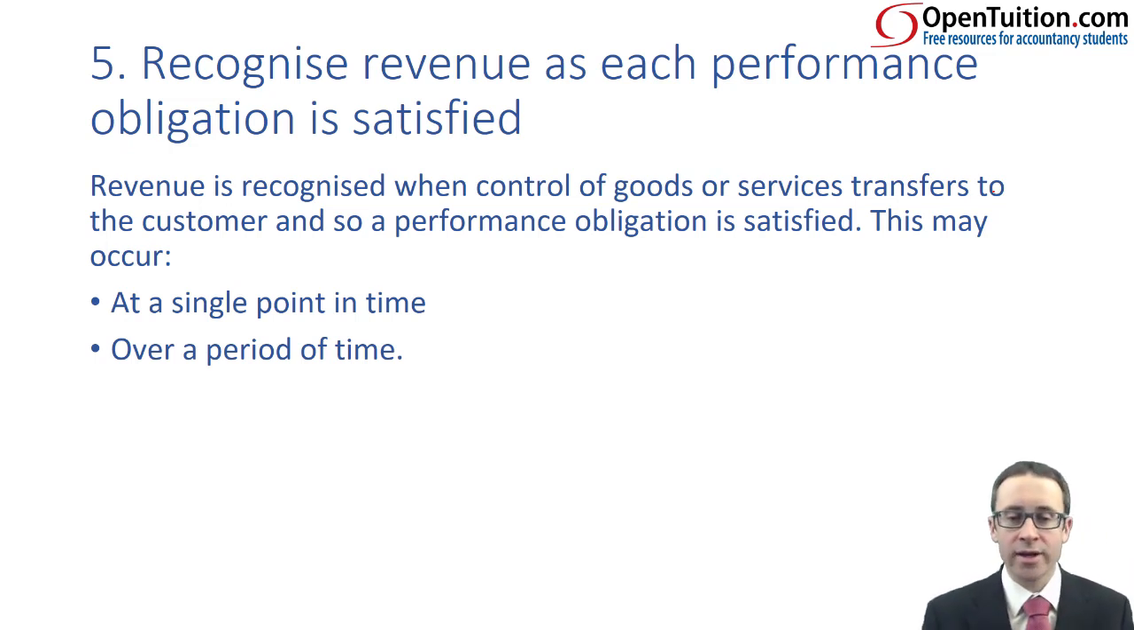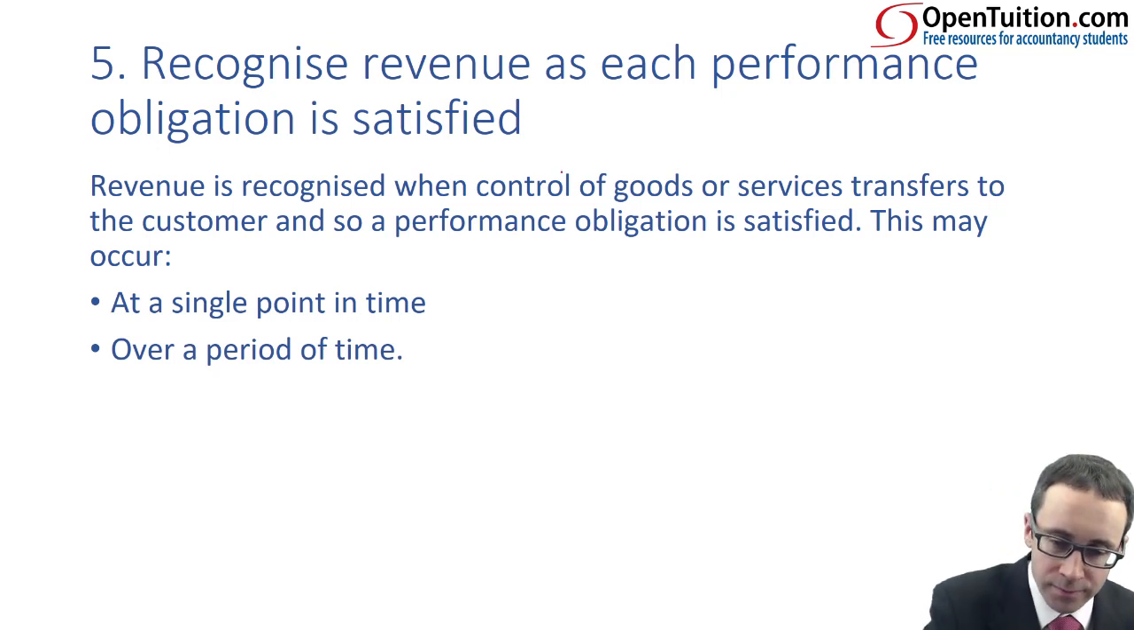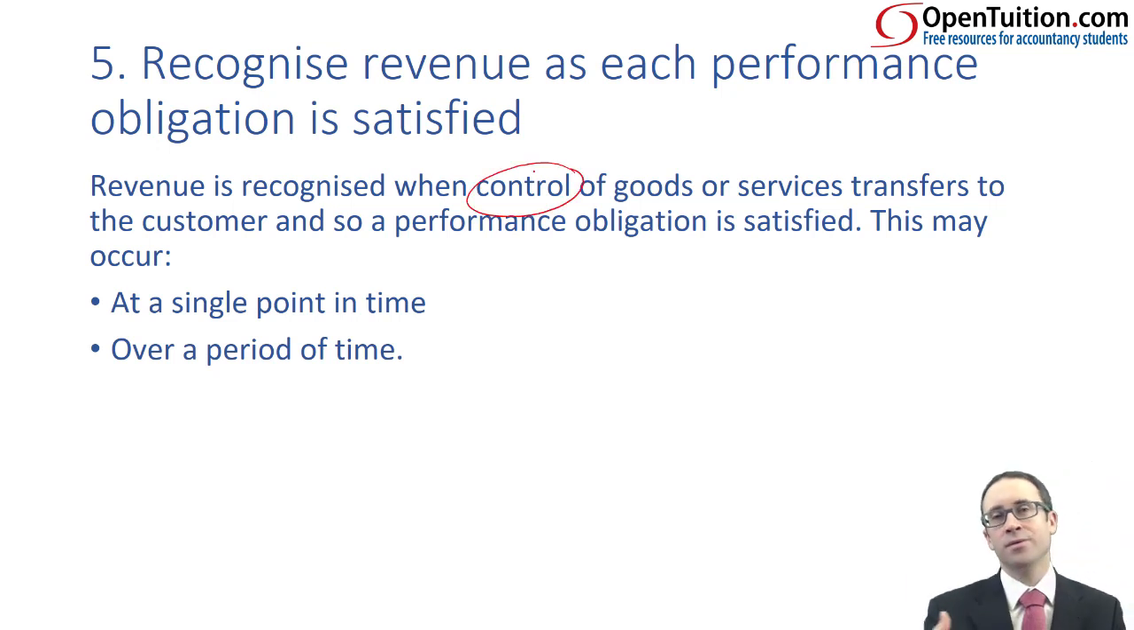So revenue is recognised when control transfers to the customer, and so the performance obligation is satisfied. So again, going back to the framework, key concept there, isn't it? This may occur at a single point in time, which is usually with regards to goods, isn't it? Or over a period of time, which is usually with regards to services, isn't it?